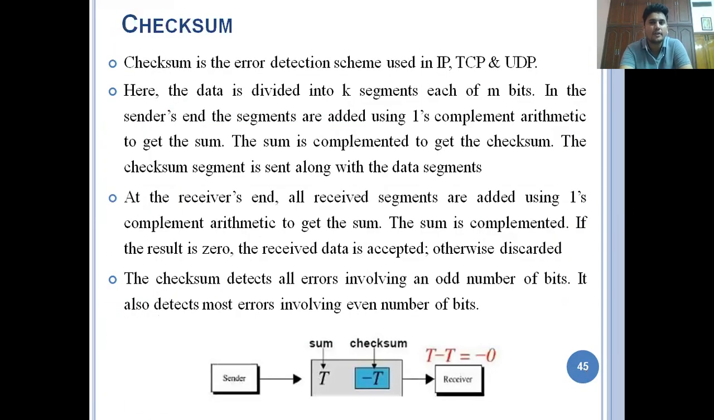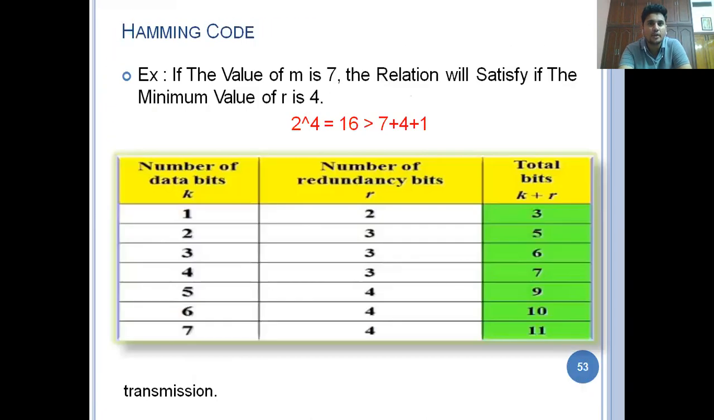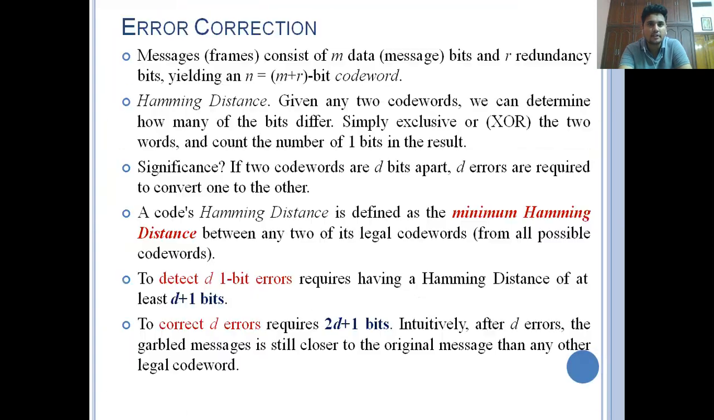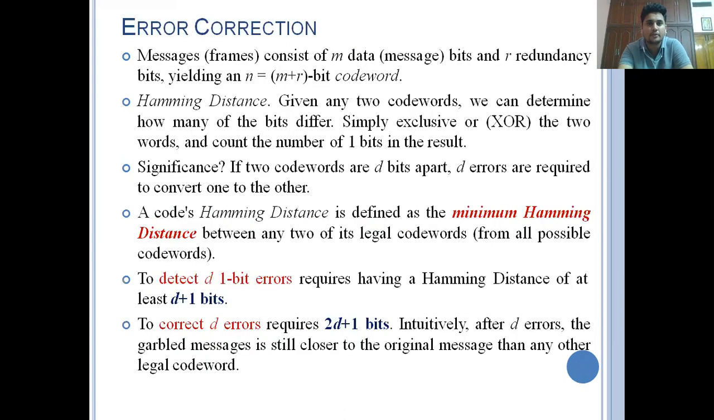After identifying an error, how can we correct the errors? Error correction may be done in two ways. One is retransmission, second one is forward error correction. Retransmission is simply transmitting the frame again. There is no problem with retransmission. How will the receiver correct the errors? For that purpose, we will discuss the Hamming distance technique.